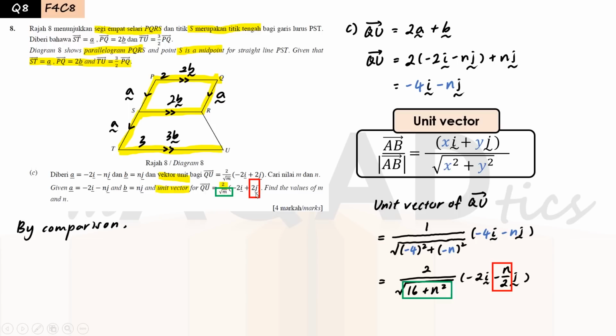For the things highlighted in green, you can see that there is m and n, but for the red one there's only n. So for this one, we can find the value of n straight away, which is -4. With the value of n found, I can write an equation by comparing these two values, substitute the value of n, and then I can get the value of m, which is 32.